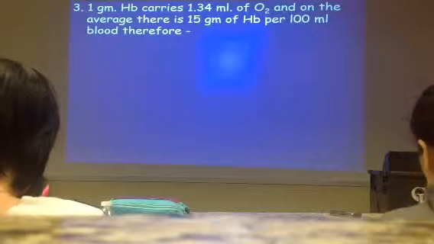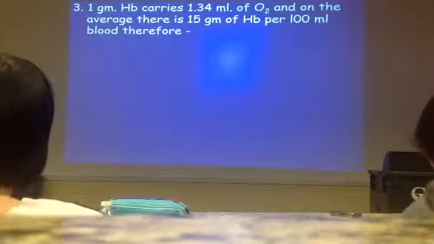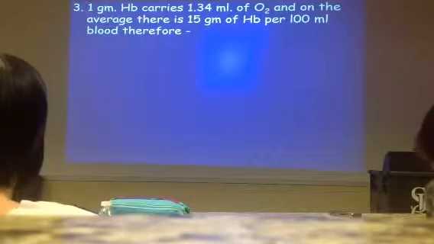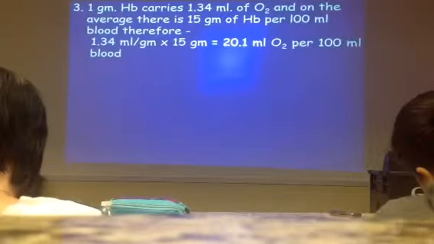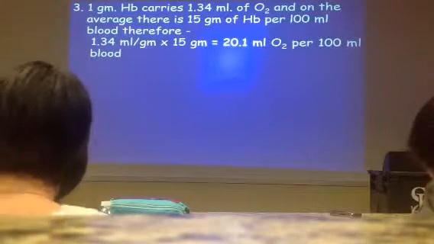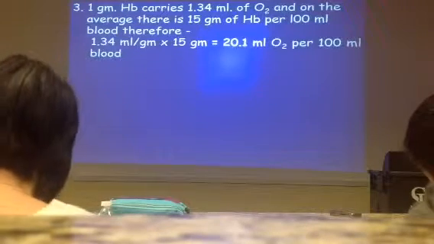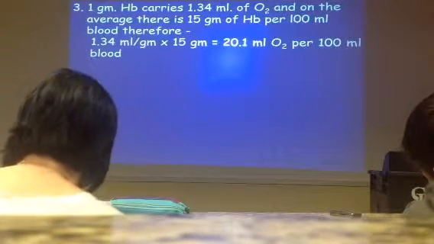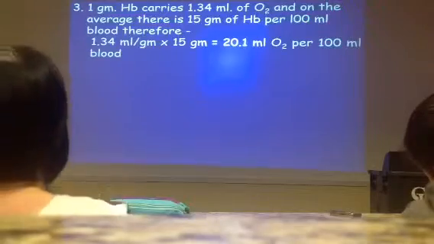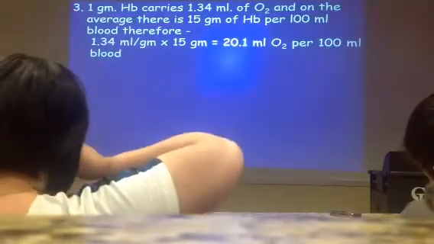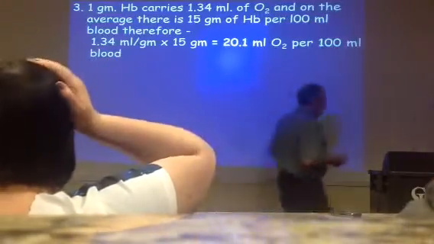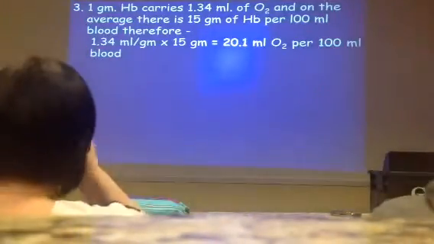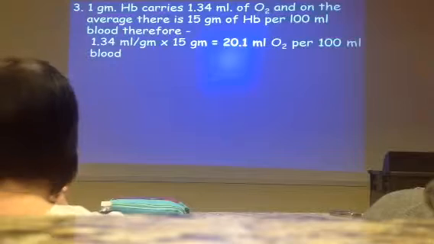All right, 1 gram of hemoglobin carries, on the average, 15 grams of hemoglobin per 100. Therefore, 1.34 milliliters per gram times 15 grams is 20.1 or so mLs of oxygen per 100, and that satisfies the tissue. Now, listen carefully. Now, right here, you know this.